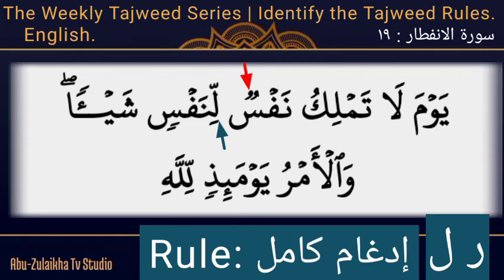So whenever any of these letters, that is ra or lam, appears immediately after nun sakina or tanween, as a reciter, you are expected to assimilate this nun sakina or tanween into either ra or lam. Do you understand it? And then it should be done without any nasalization. Once you produce the sound of this nun sakina or tanween, just know that the sound of this nun will disappear, or the sound of the tanween will disappear, as well as the nasalization. Do you understand it? And this type of rule is known as idgham kamil, that is perfect assimilation.